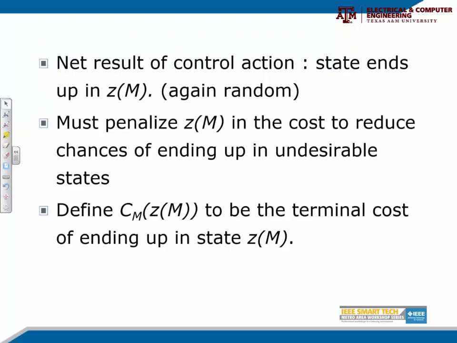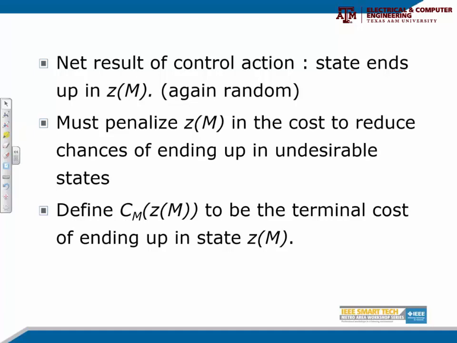So the net result of the control action is that the state ends up somewhere in ZM, right? It ends up somewhere in the state space. And you would ideally want that after you did all this control, you don't want it to end up in a bad state, okay? You want it to end up in a good state, right? So you would like to penalize this state in the cost to reduce the chances of ending up in undesirable states, right? So you have to assign the penalty for the terminal state. So define Cm, which is a function of the terminal state, to be the terminal cost of ending up in a particular state Zm, right?